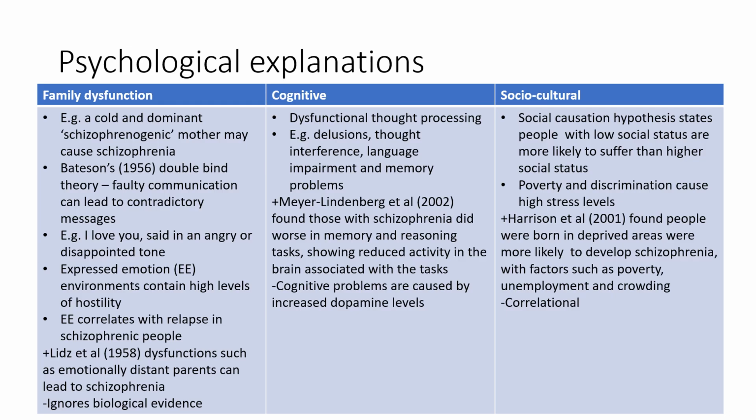And then sociocultural. This looks at the social causation hypothesis, which states people with low social status are more likely to suffer with schizophrenia than those with higher social status, and this can be as a result of poverty and discrimination causing high stress levels. In support of this, Harrison et al. in 2001 found people born into deprived areas were more likely to develop schizophrenia, with factors such as poverty, unemployment, and crowding. However, it is only correlational.